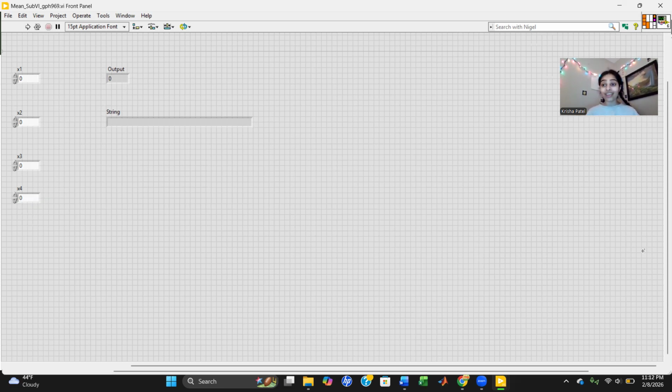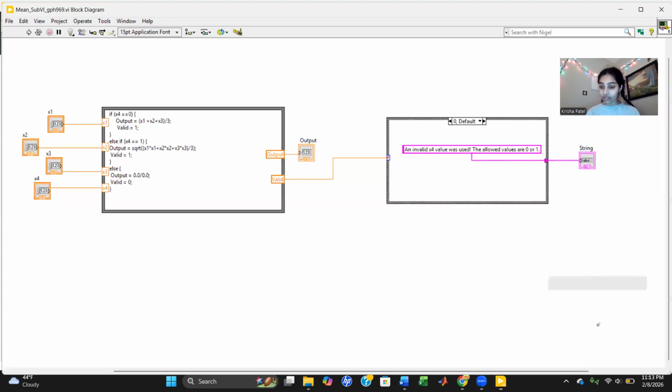So I'm going to be starting with the sub VI for this homework. As you can see, we have four inputs. The first three are going to be used in calculating either a mean or RMS value, while X4 has an input of either 0 or 1 and will be used to indicate which formula we're going to be using. Our output displays our calculated RMS or mean value, and the string indicates whether or not a correct X4 value was used.